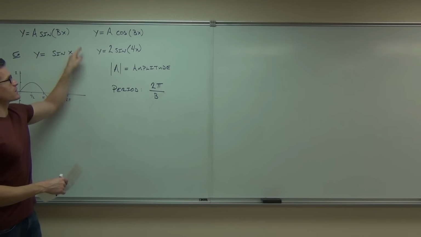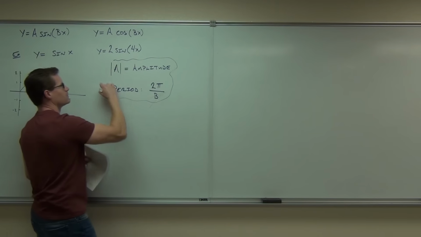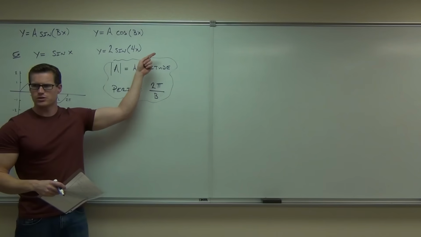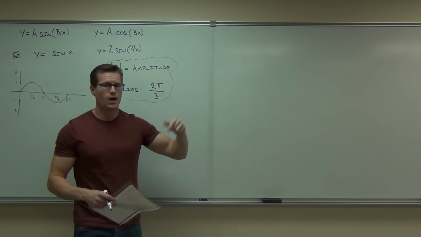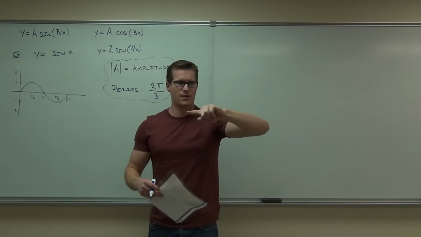So let's look at this example right here. This is our notes for right now. What is our a in our new example that we're going to do in just a minute? 2. So our amplitude, absolute value of 2, is 2. That means it should be going 2 high and 2 low from the x-axis. Are you with me on that?